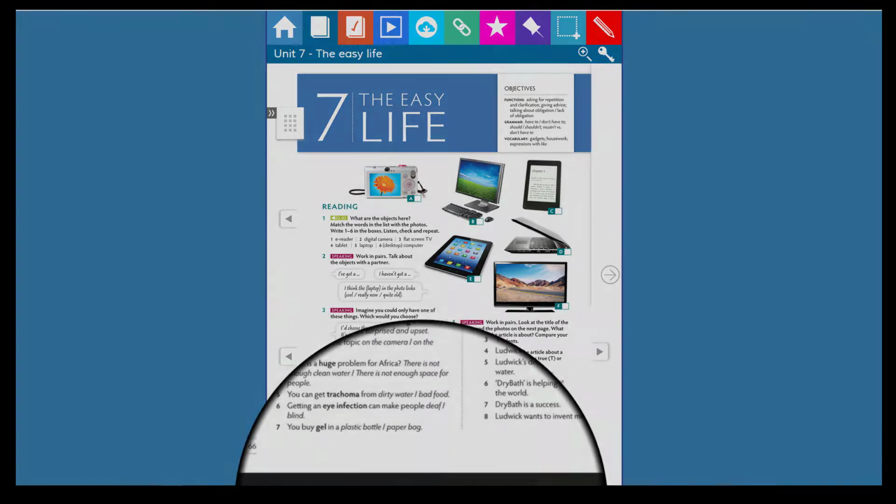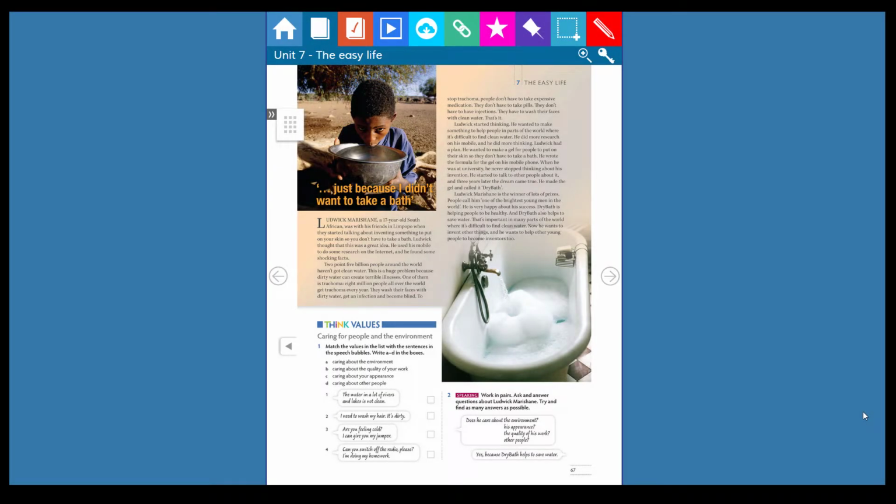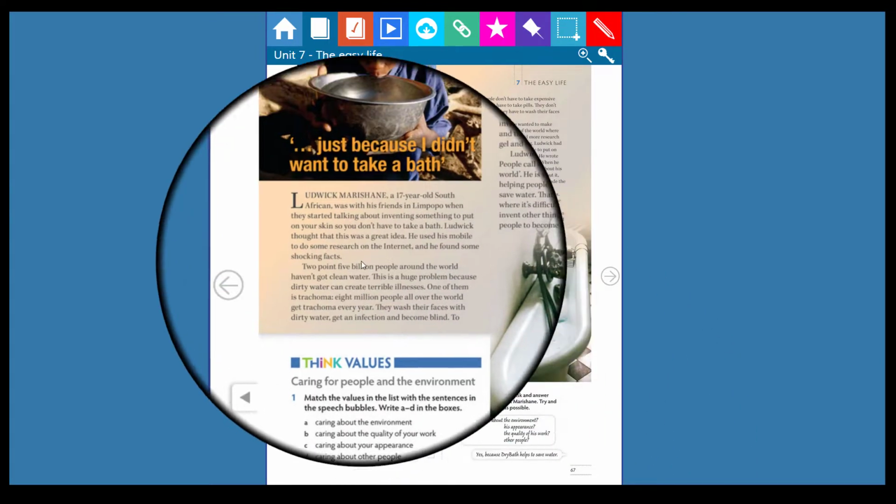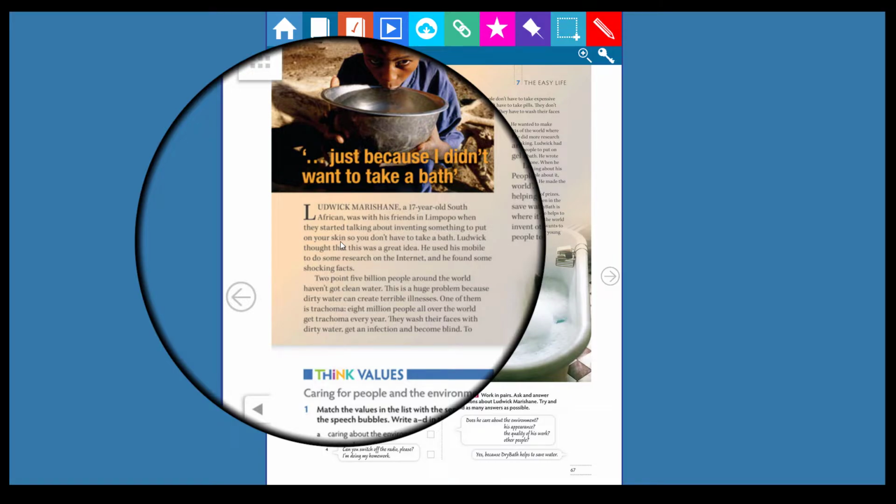Excellent. Very good. Okay, so now I need that you please open your student books on page number 67 because we're going to read a text. The title of this text is called Just Because I Didn't Want to Take a Bath. Okay, let's start with the reading.